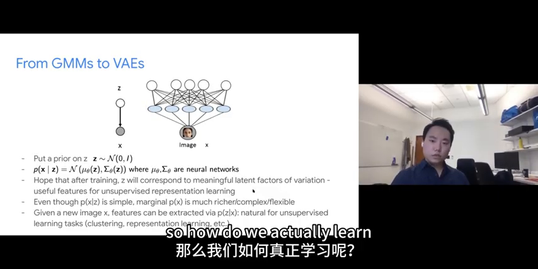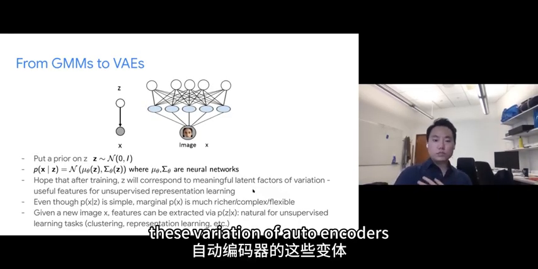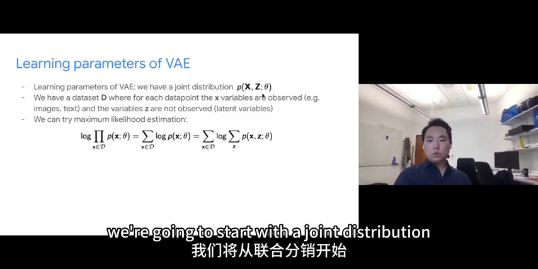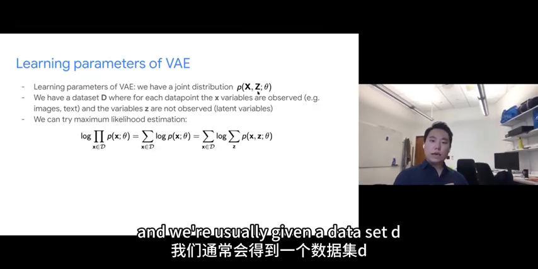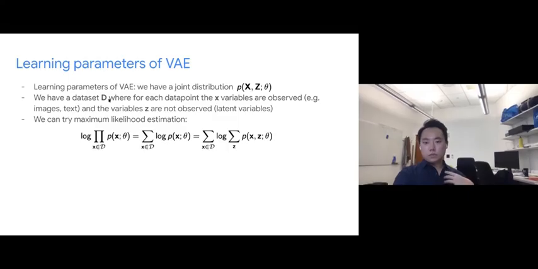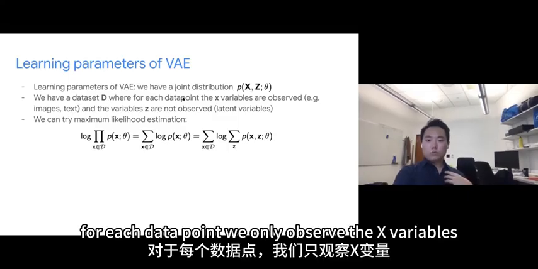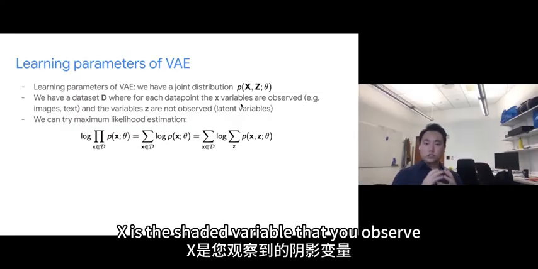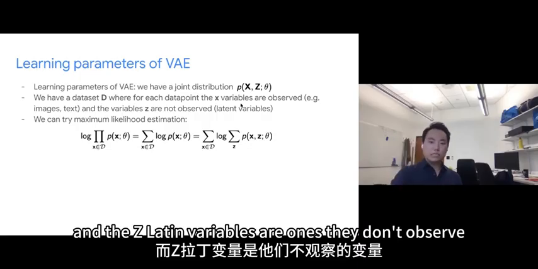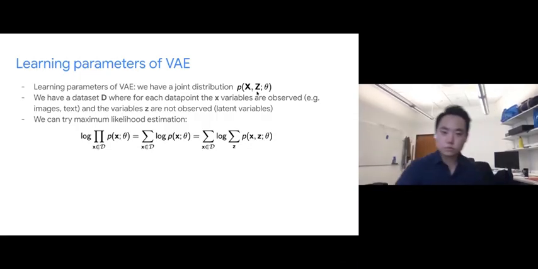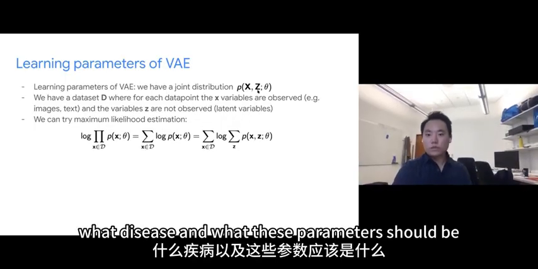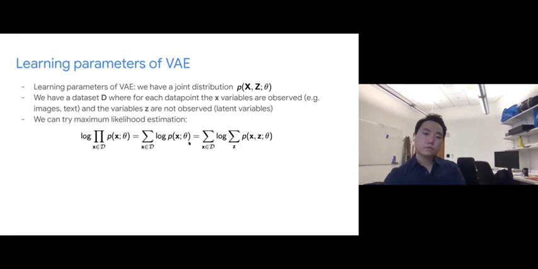So how do we actually learn these variational autoencoders? So again, we're going to start with a joint distribution P of X and Z. And we're usually given a data set D, where for each data point, we only observe the X variables. If you recall this Bayesian network, X is the shaded variable that you observe, and the Z latent variables are ones that you don't observe. So how can we learn what these Z's and what these parameters should be?